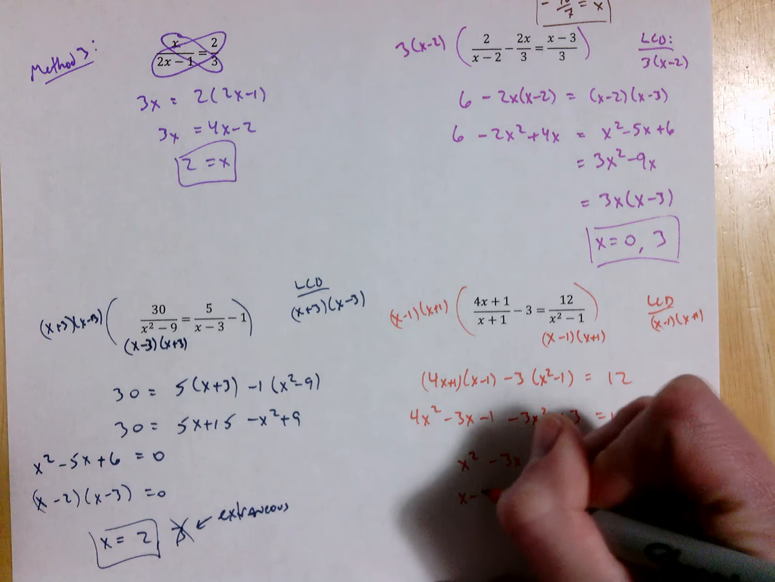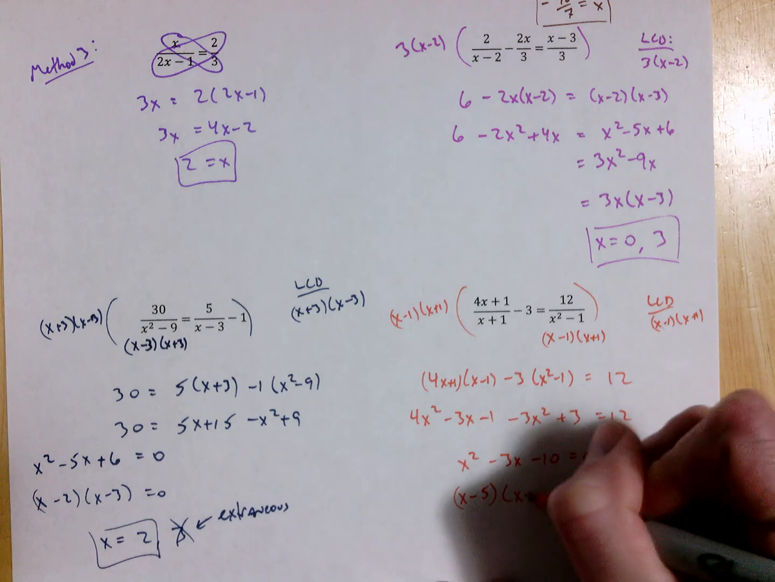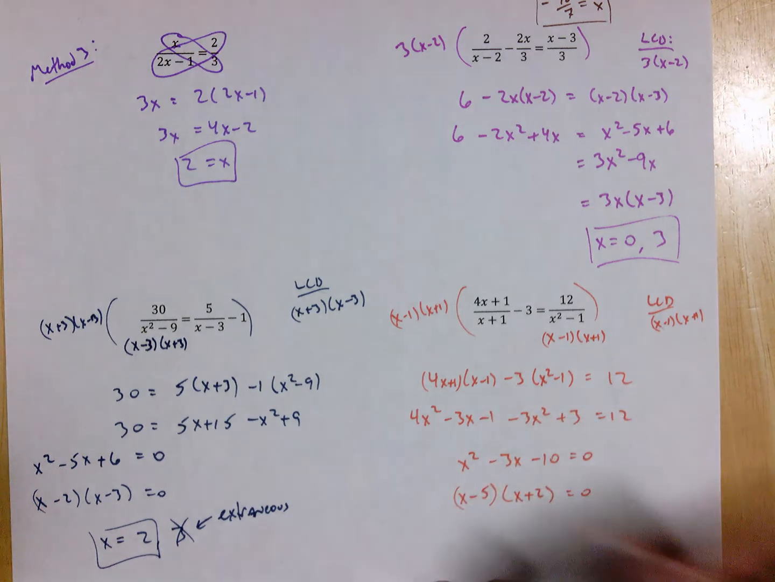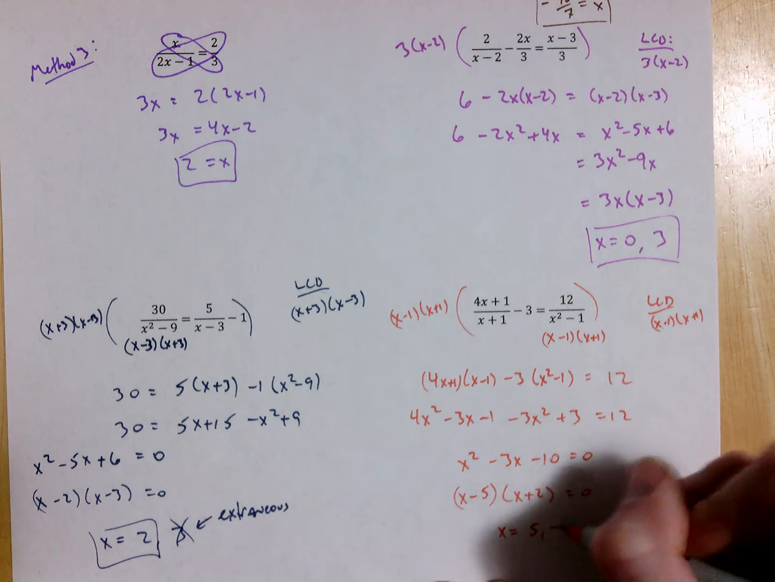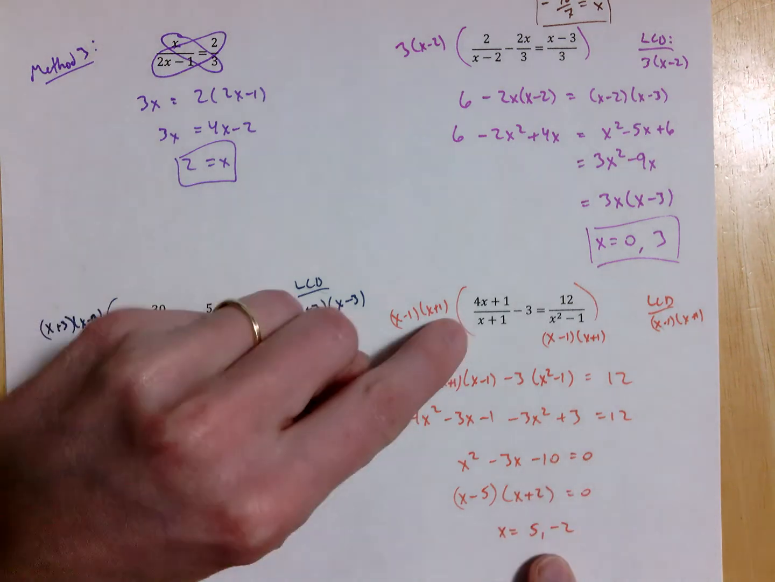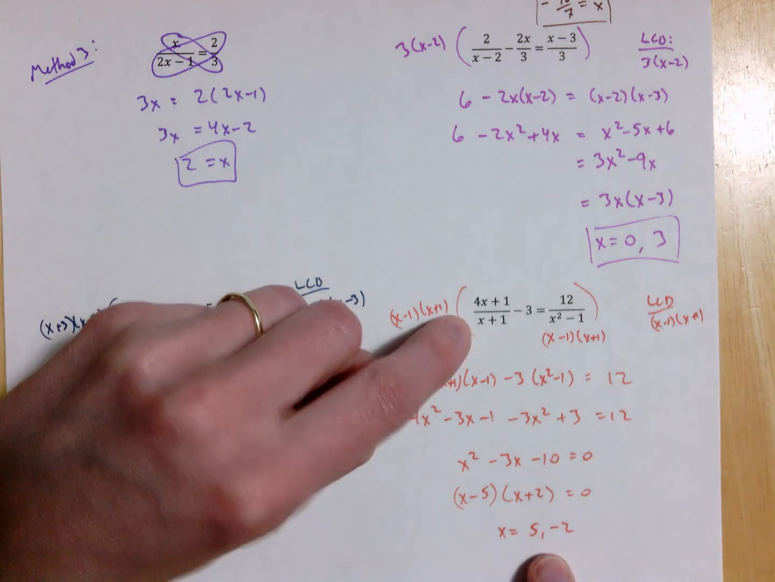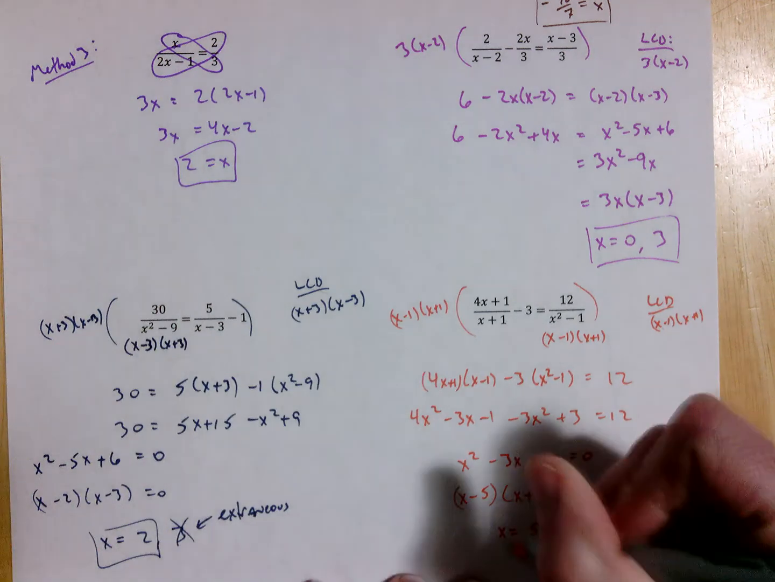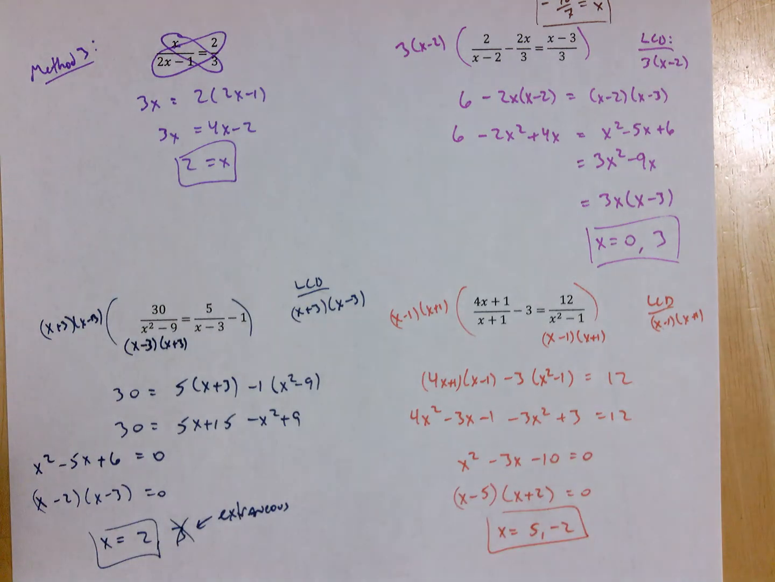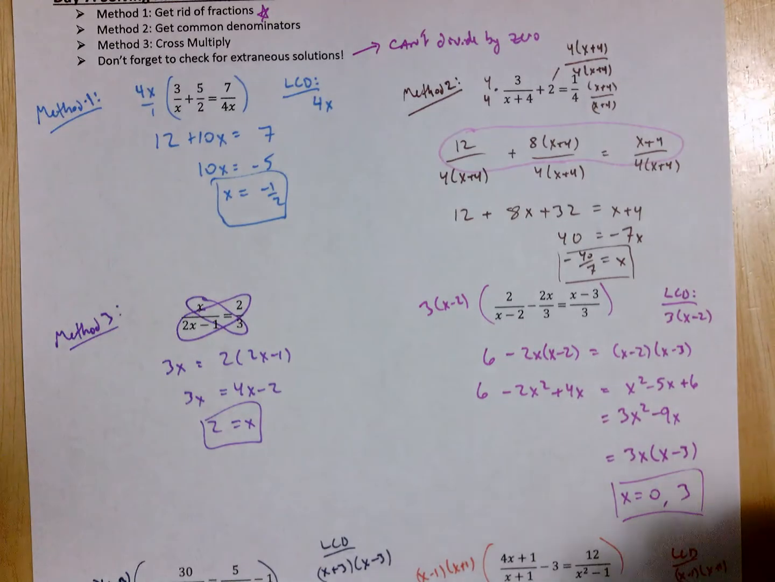So that's x minus 5 times x plus 2. And my 2 potential solutions are 5 or -2. Either one of them extraneous? Nope, not going to make any denominators 0, so I'm good to go. 2 solutions. Okay, so again, 3 different methods. I don't care which method you use. Pick whichever one you like best, all right? And you should be all set.